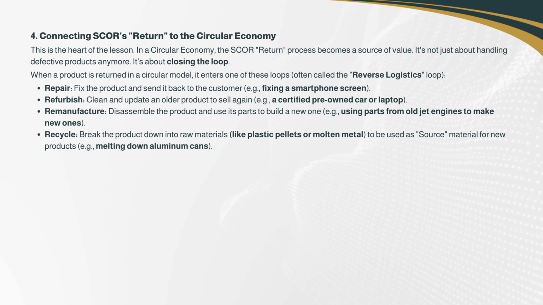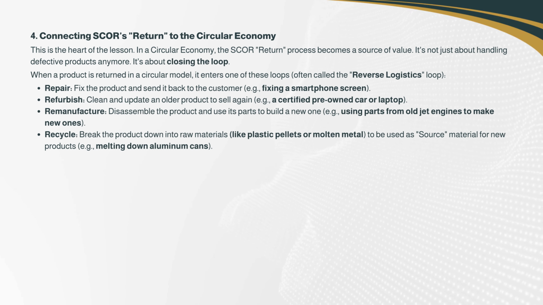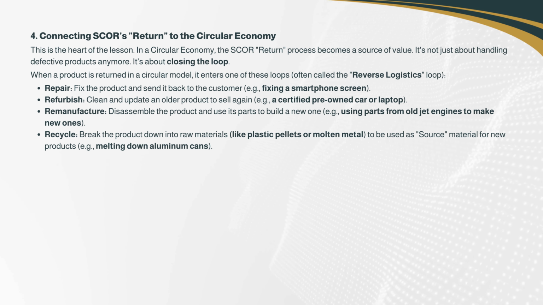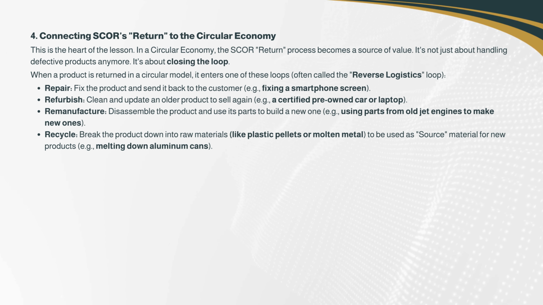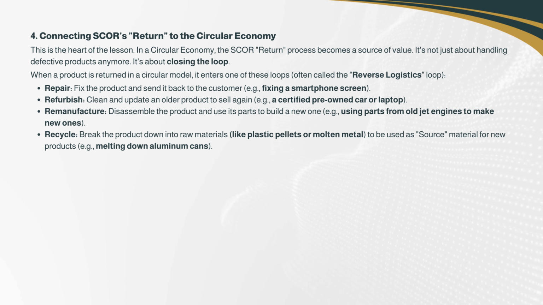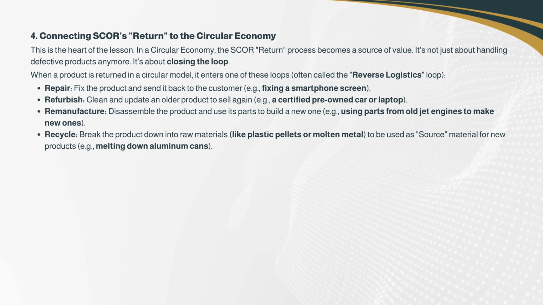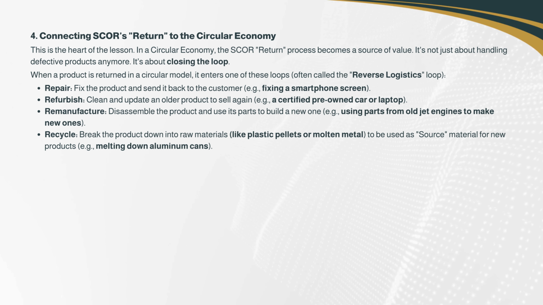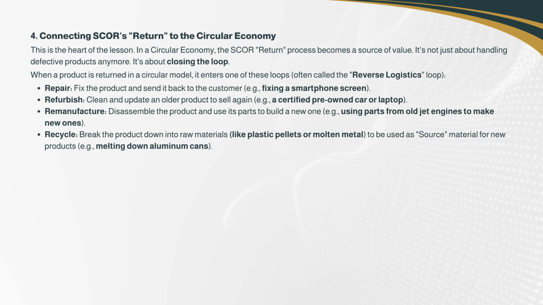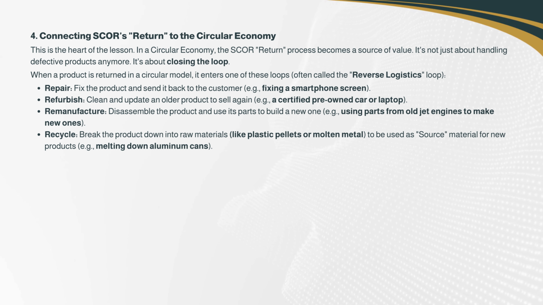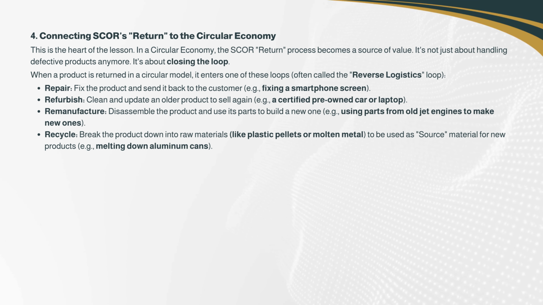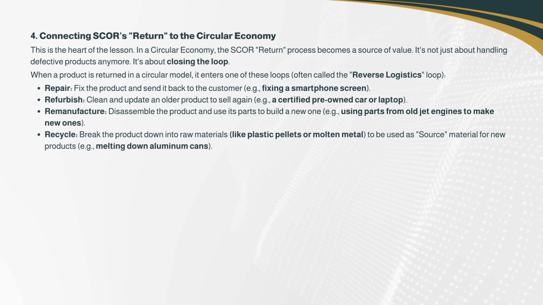Repair: fix the product and send it back to the customer, e.g., fixing a smartphone screen. Refurbish: clean and update an older product to sell again, e.g., a certified pre-owned car or laptop. Remanufacture: disassemble the product and use its parts to build a new one, e.g., using parts from old jet engines to make new ones. Recycle: break the product down into raw materials, like plastic pellets or molten metal, to be used as source material for new products, e.g., melting down aluminum cans.